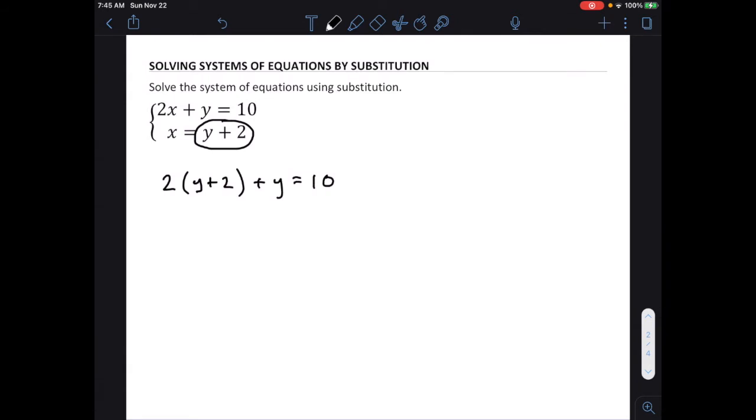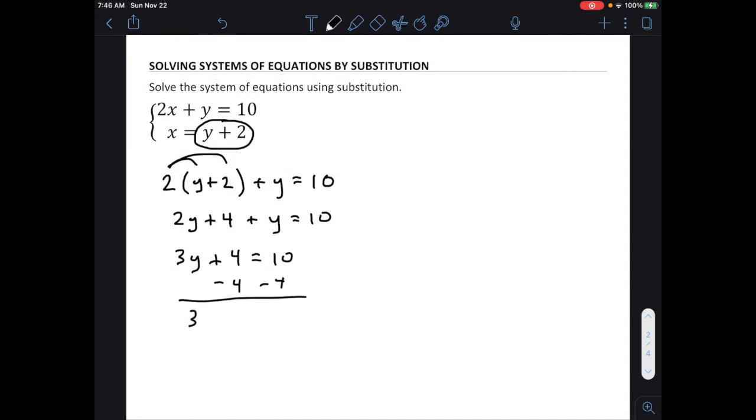So we're going to distribute the 2, so we have 2y plus 4 plus y equals 10. And then we're going to combine like terms, so we have a 2y and a 1y, so that's 3y plus 4 equals 10. And then we can subtract 4, so we have 3y equals 6, and then when we divide by 3, y is equal to 2.